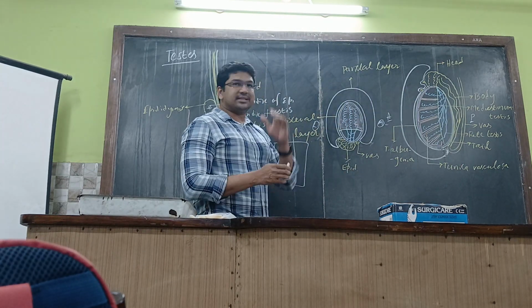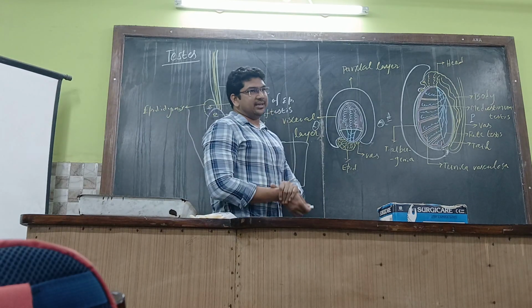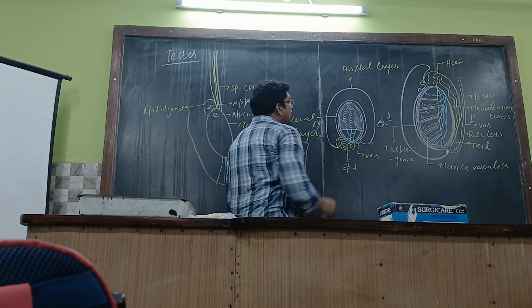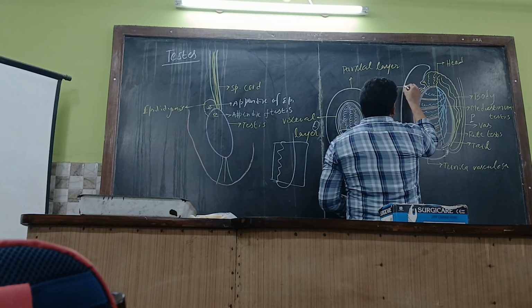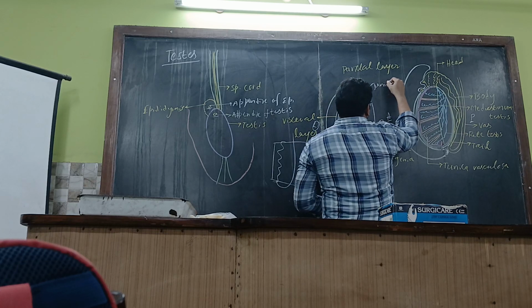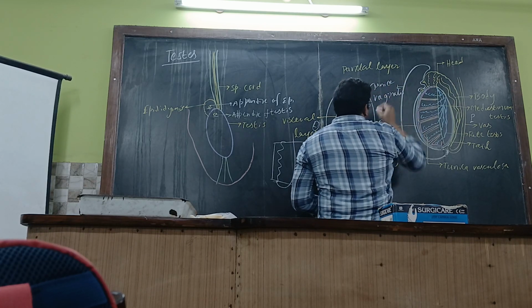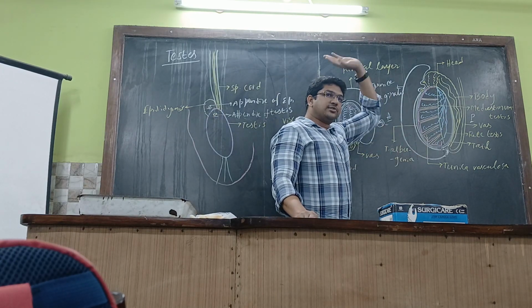Now the coverings of the testis, we'll see that. First of all, the testis is covered by three layers. Okay. What is that? The outermost layer is nothing but the tunica vaginalis. This is the tunica vaginalis, which is nothing but the remnant of the processus vaginalis.